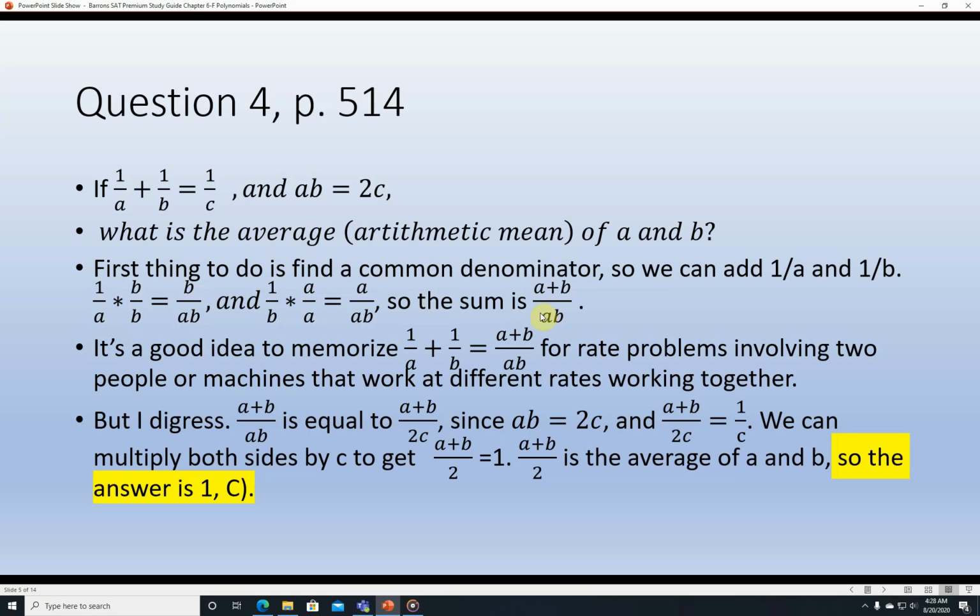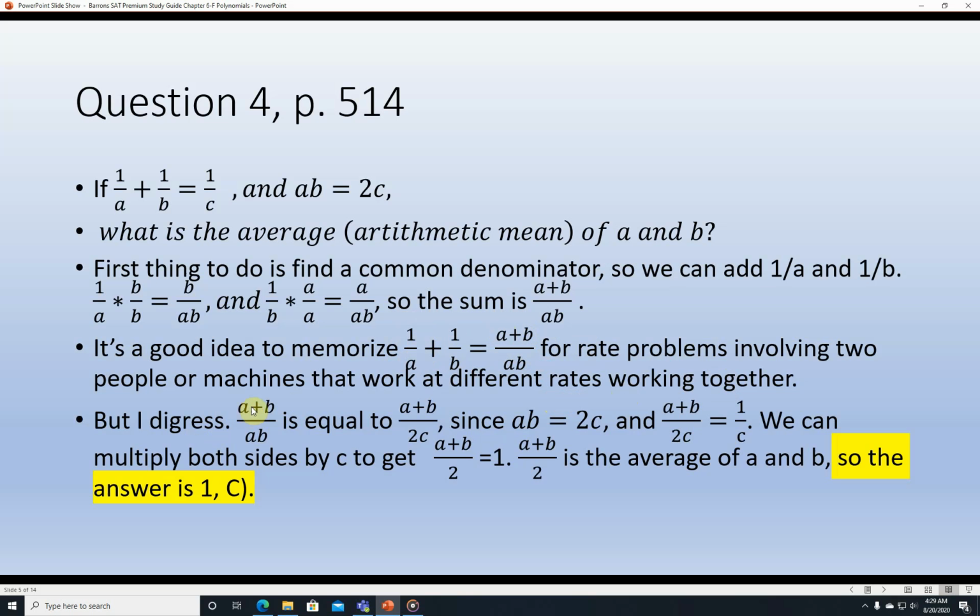It's a really good idea to memorize that 1 over a plus 1 over b equals (a plus b) over ab, because you'll see it a lot in rate problems involving two people or machines that work at different rates working together. Usually they'll give you the time it takes one person or machine to do the job and the time it takes another to do the same job, so you'll have to figure out the rate and add them together to find out the rate that they work together.